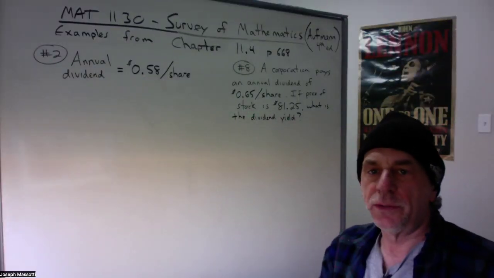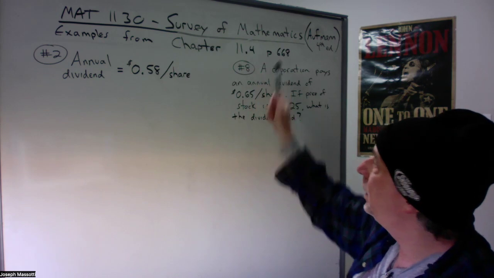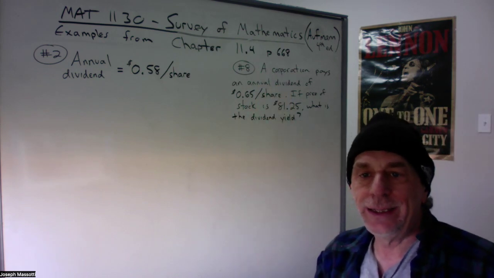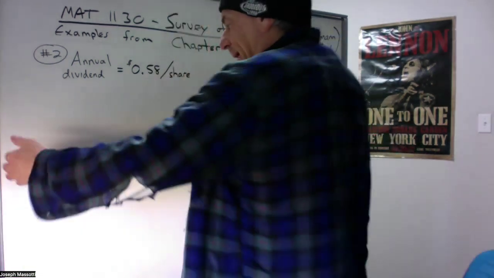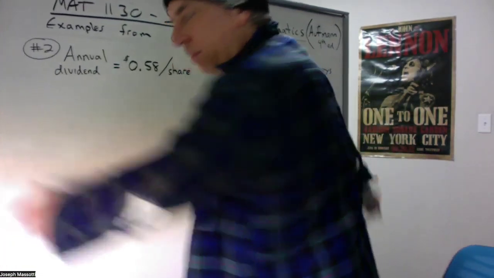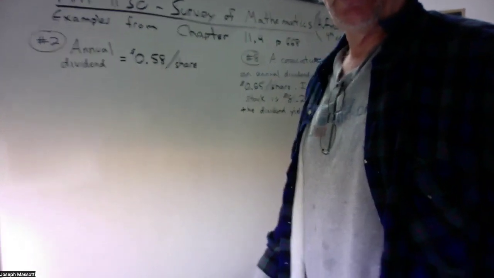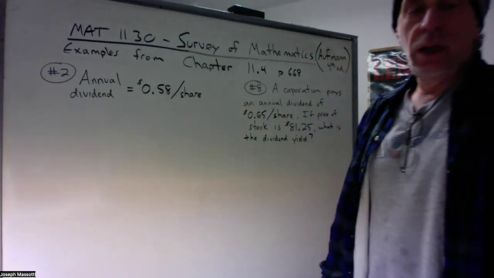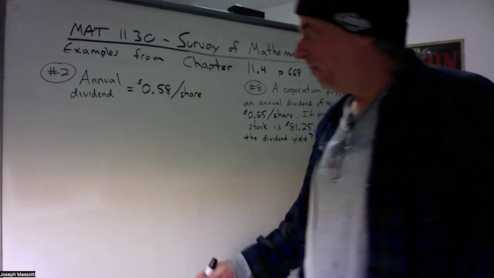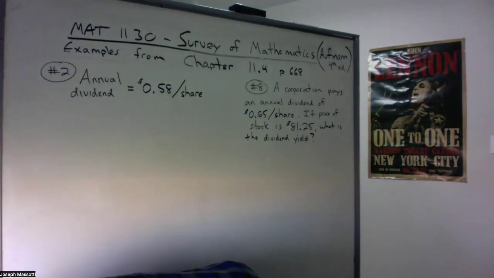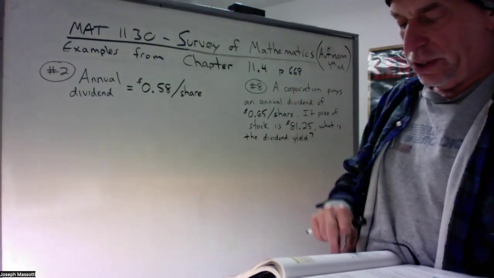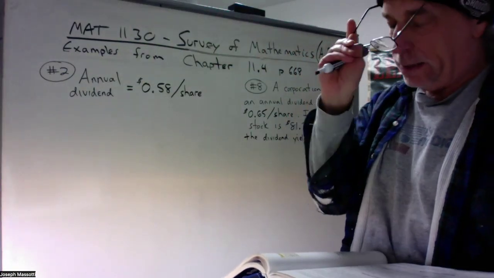A couple of examples from 11.4, page 668, having to do with dividends and dividend yields. All right, so we're going to do number 2 and number 8 here. Number 2, you are told that you have an annual dividend. Read the question here, just kind of shorthanded it.